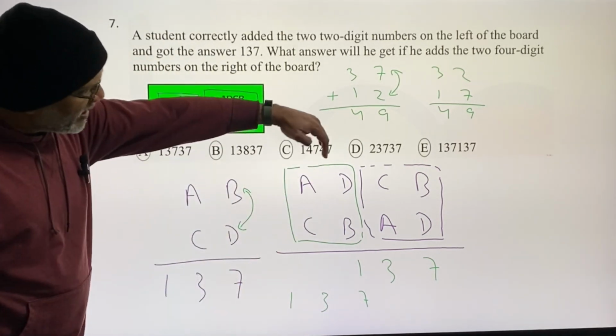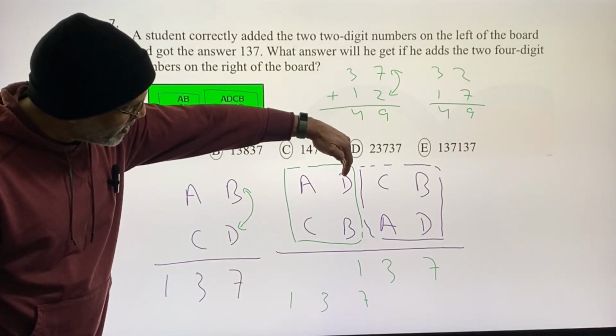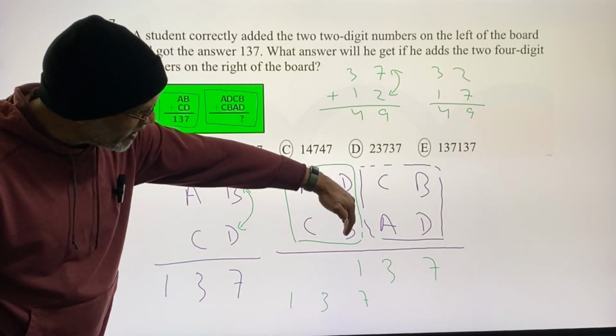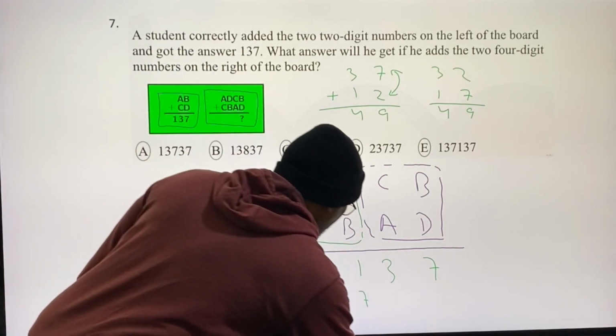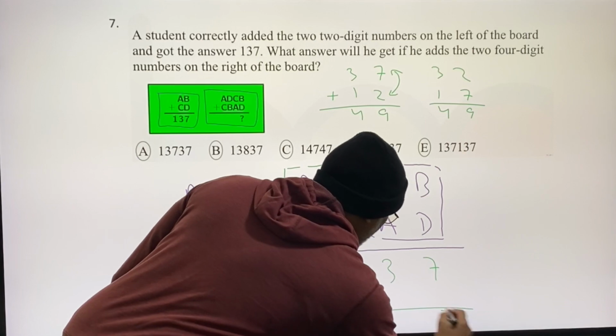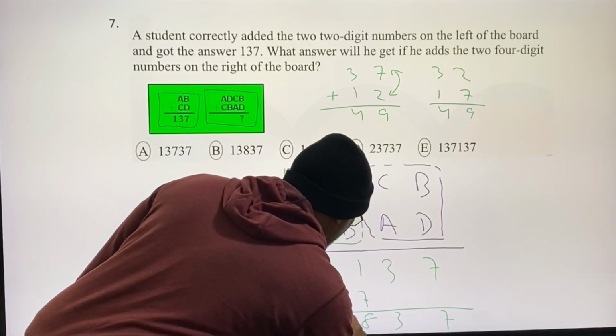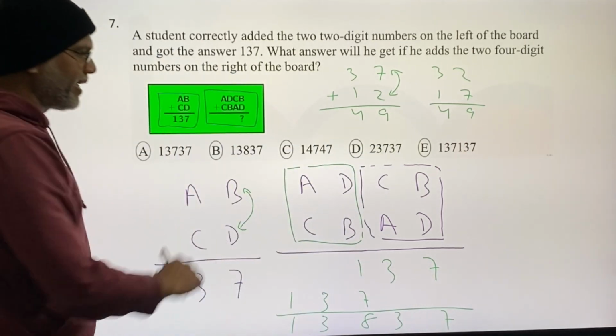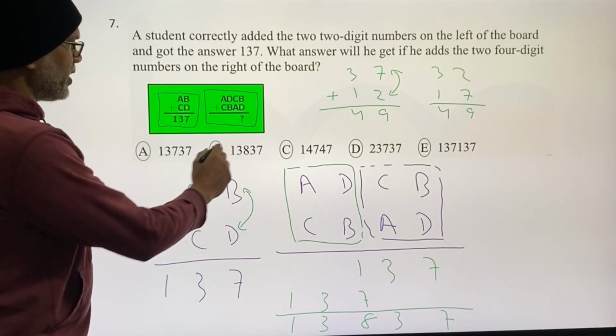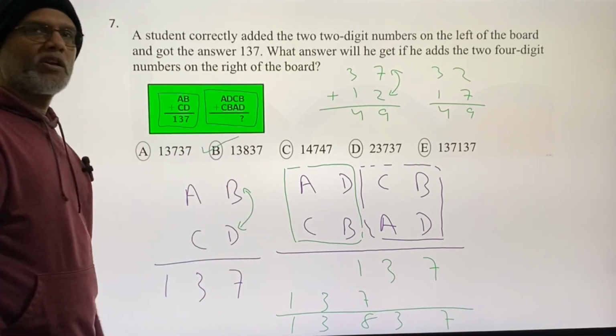Right? Because this is at the 100th place. Remember, I'm adding at the 100th place, so I have to start from the 100th place. If I sum it up, I'll get 7, 3, 8, 3, 1. So 13837. B is the correct choice.